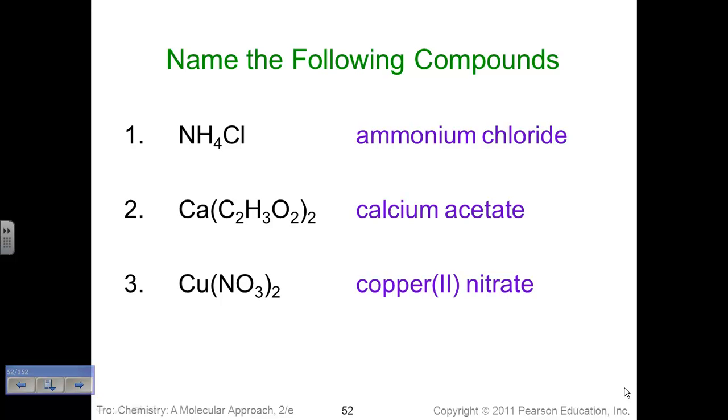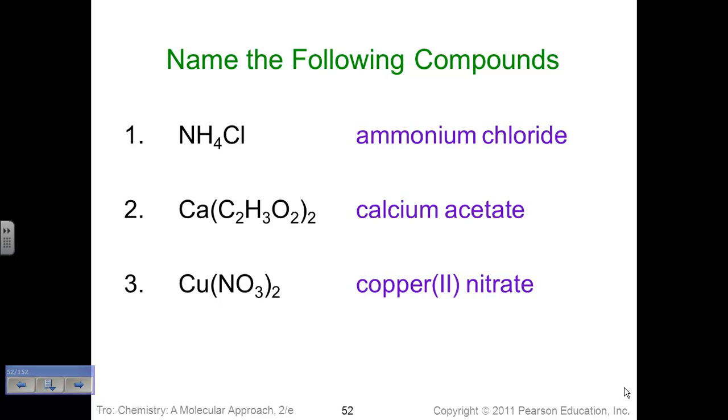C2H3O2 is a polyatomic ion. Locate it on your polyatomic ion chart. It's in the first column, just a couple down, acetate. C2H3O2 negative 1 is called acetate. Notice how we crisscrossed charges? Ca is a +2, acetate is a -1. Inside of a parenthesis, we're taking 2 groups of the acetate to neutralize the +2 calcium.